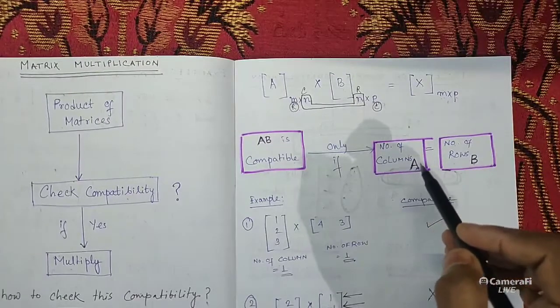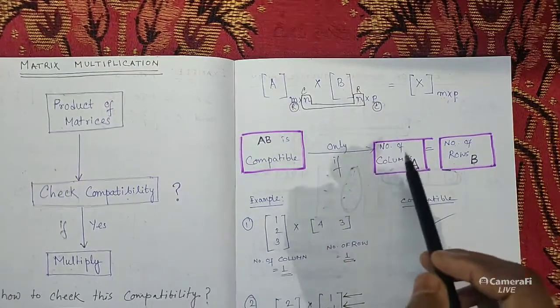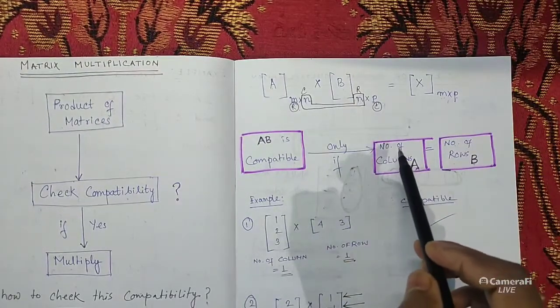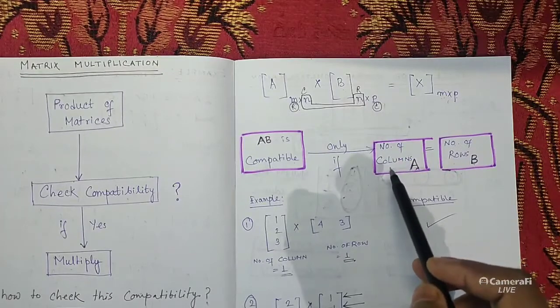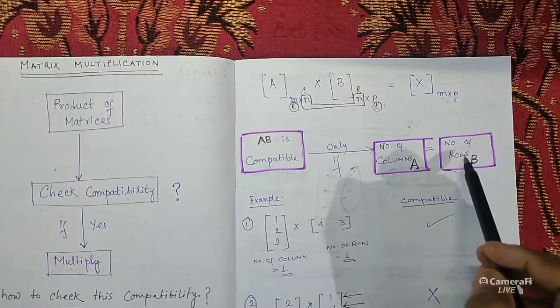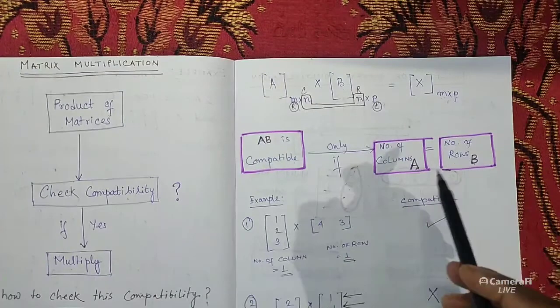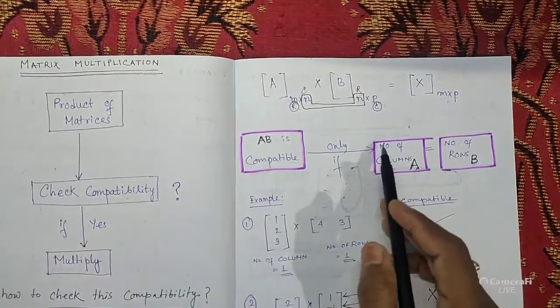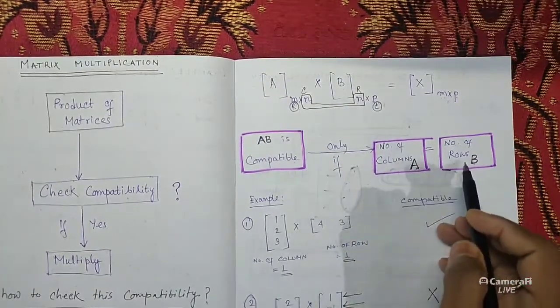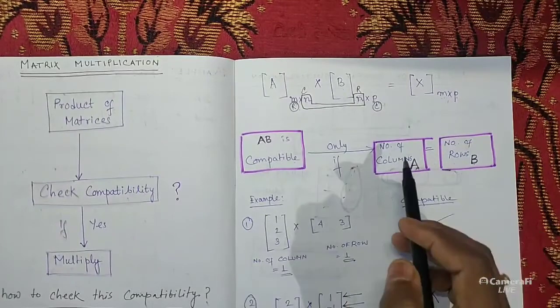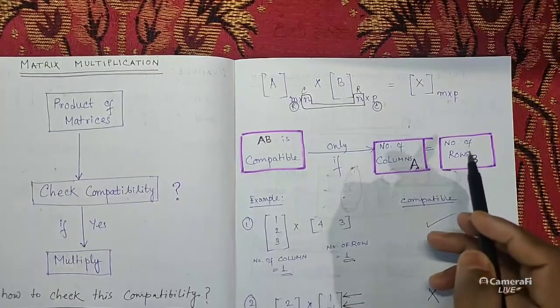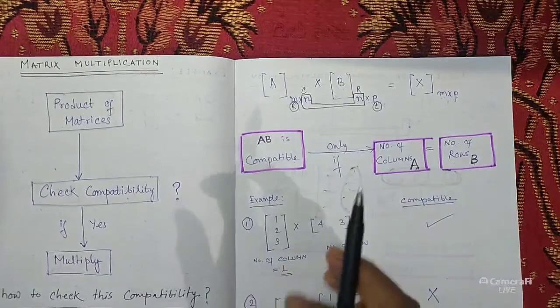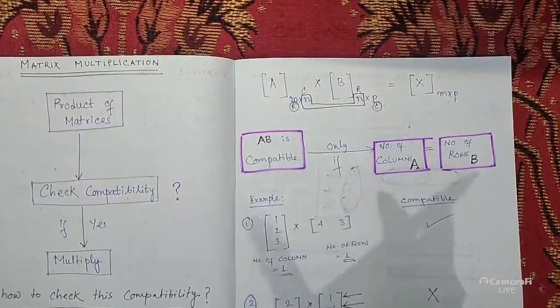And I think in RS Agarwal it is given wrong, misprinted. There it is given number of rows first, number of rows equals columns. So it is misprinted. Do not get confused. The number of columns of the first matrix should be equal to the number of rows of the second matrix. Then only the matrices will be compatible.